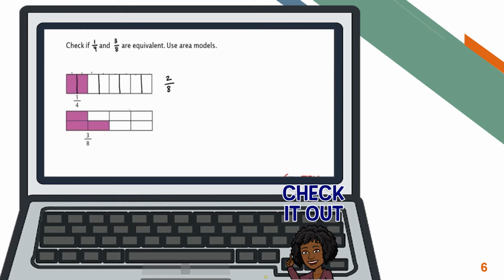And now we're going to compare this to the fraction 3/8. 3/8 and 2/8 are not the same. 3/8 is greater than 2/8, right? Because this is just 1/8, 1/8, so you have 2 of these 1/8 pieces. But down here, these are eighths too, and you have 3 of these 1/8 pieces. So you have more area being taken up by 3/8 than 2/8. So these are not equivalent.